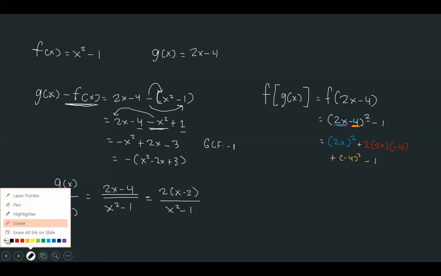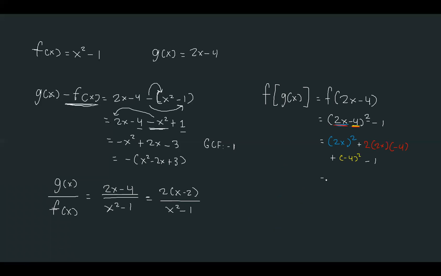Okay. So now let's square the first term, which is 2x raised to 2. By squaring this one, you mean squaring 2 and squaring the x. So this is basically 2 squared times x squared. 2 squared times x squared is 4x squared.